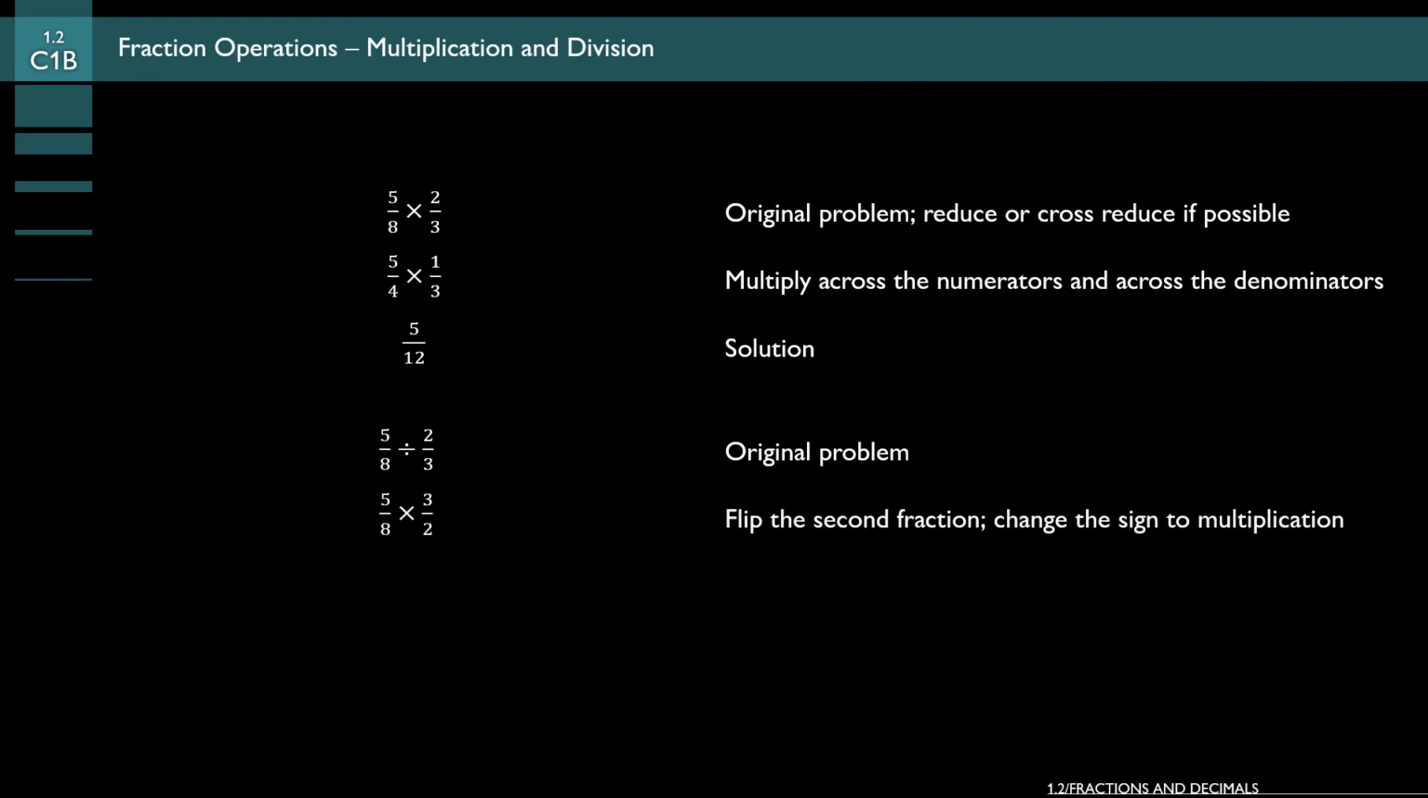Again, we're now at the rules for multiplication, which are look for any reduction. 5 and 8 can't be reduced, 3 and 2 can't be reduced, 5 and 2 can't be reduced, and 3 and 8 can't be reduced. So since there's no reduction, just go ahead and do your multiplication. 5 times 3 is 15, 8 times 2 is 16, so our solution is 15/16 because that can't be reduced either.